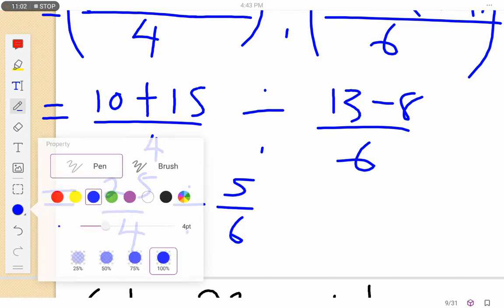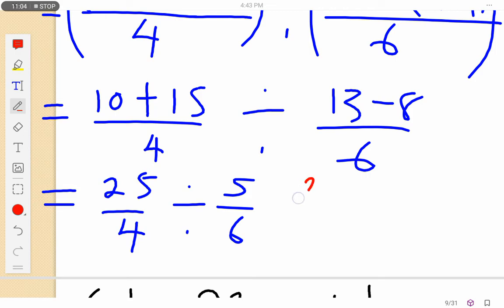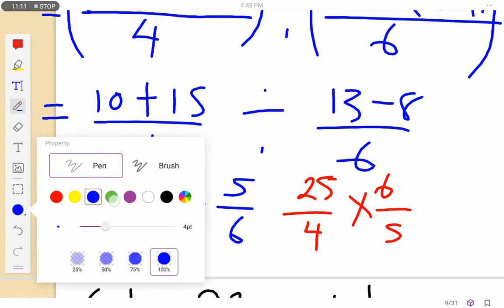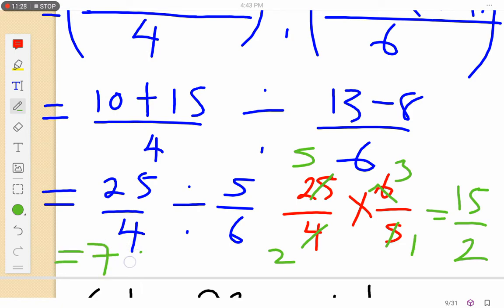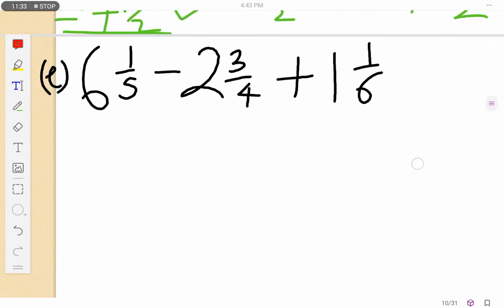So this is the same, if I am to write it, as 25 over 4 times 6 over 5. And we can divide this one and have 2 there, 2 here, 3, 5 here, 5 there. So I can have my answer as 15 over 2, and you can simplify it and have 7.5. So the final answer is equal to 7.5. Okay, this is the final answer there. Let's go on to the next question.